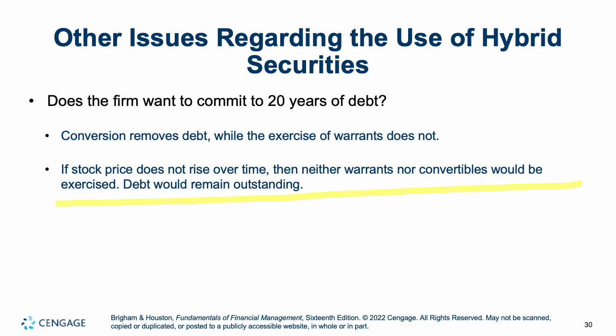So that takes a look at various types of hybrid financing, from leasing, which is very common, to things such as warrants and convertible bonds, and also preferred stock. And that is going to take us to the end of chapter number 20.